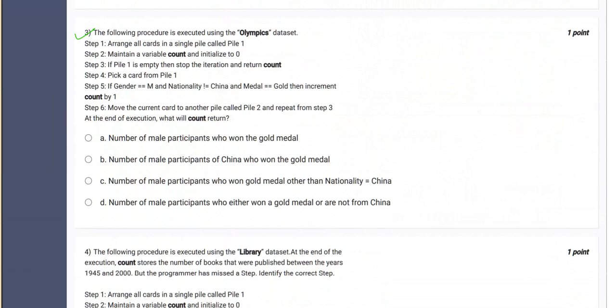Now coming to the third question. Initialize a variable called count and set it to 0. Okay. If pile1 is empty, then we will return count. That will happen at the end of execution when there are no cards left over. If gender is male, it should be a male card and he should have won a gold medal and he should not be a Chinese athlete.